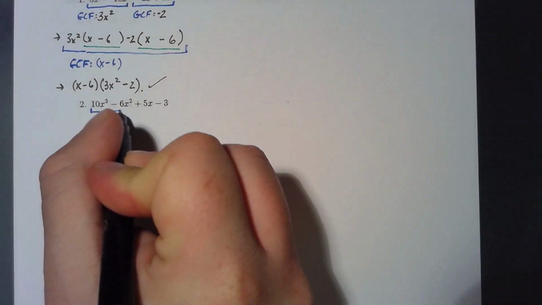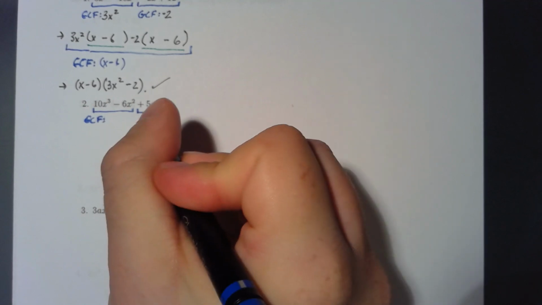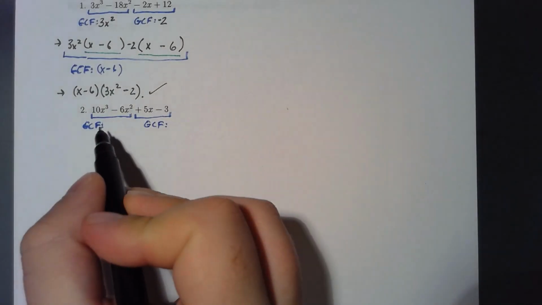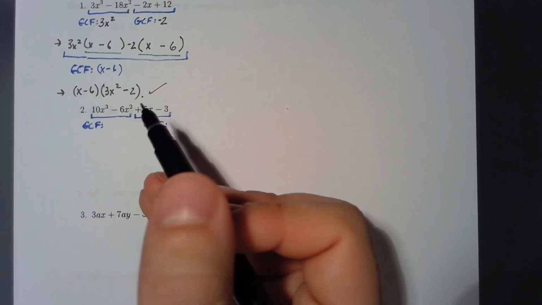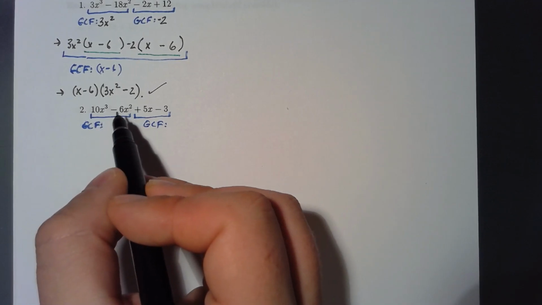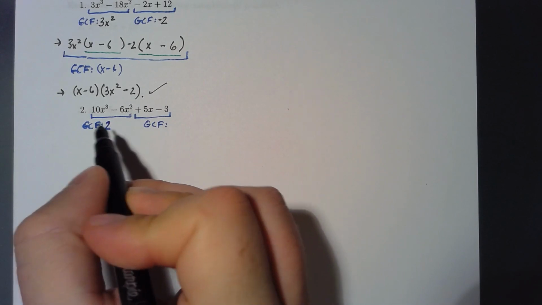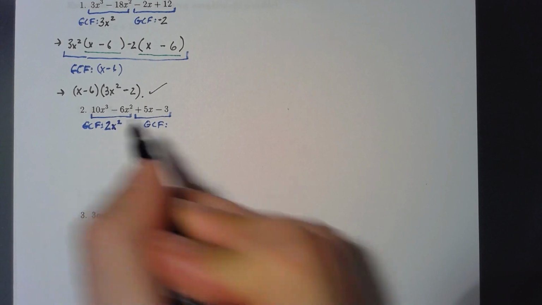So here's the first group, here's the second group. The GCF in the first group, and the GCF in the second group. So what's the GCF in the first group? Well, what's the highest factor between 10 and 6? You could use your calculator, but it's going to be 2, right? 2 goes into 6 3 times, 2 goes into 10 5 times. So 2. And what's the highest power of x cubed and x squared? That's going to be x squared.